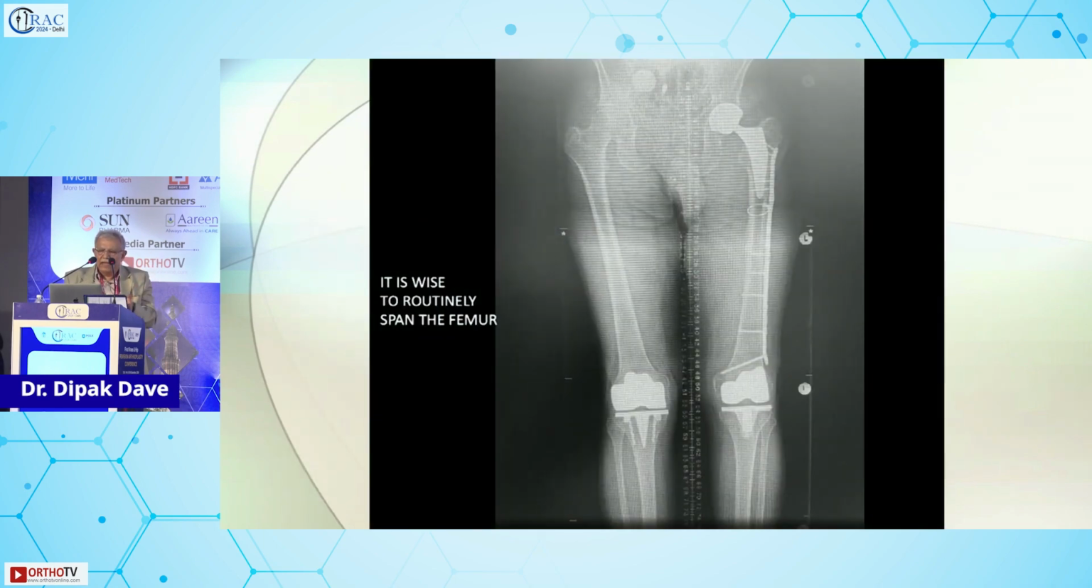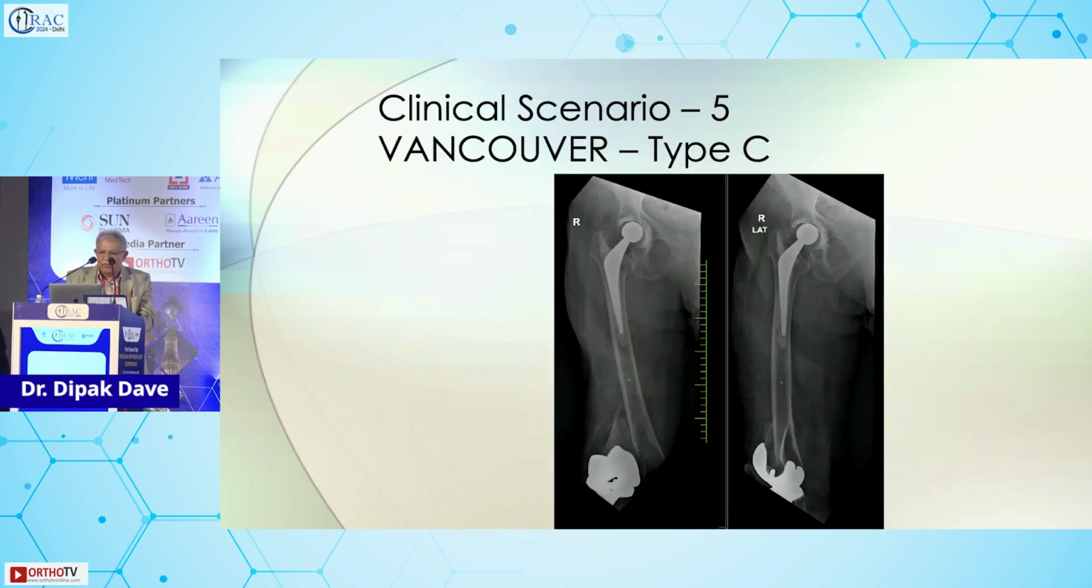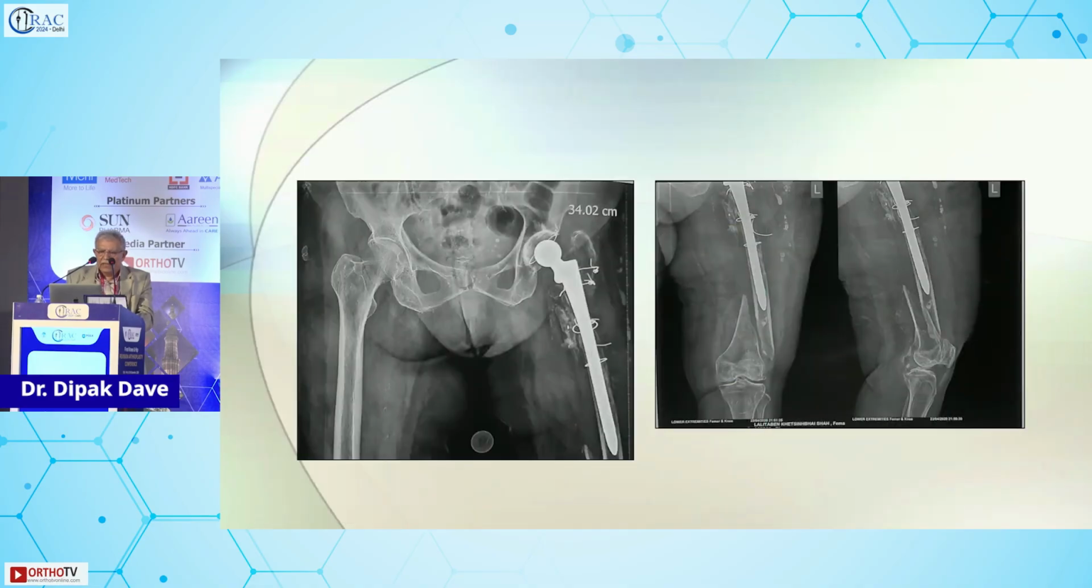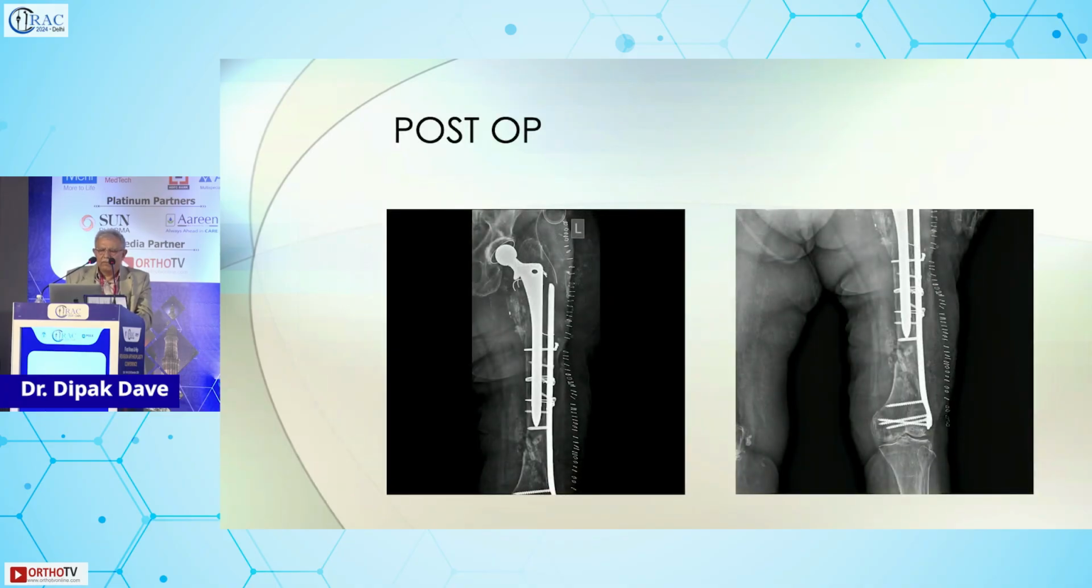Another case here, in between the fractures, you have to span the whole femur. This is type C. Of course, TKR is there, but away from the THR. So this is a fracture where again you have to fix it on the principles of the trauma, long span, and you have to cover adequately. So another type C fracture where the femur fracture is below and it should be covered with a long span of fixation.